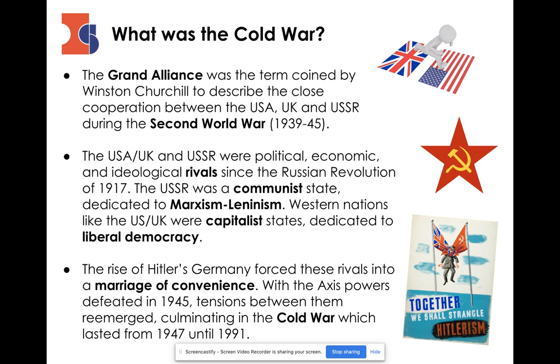So why did these allies come together? Well, it was the rise of Adolf Hitler in Germany and the threat he posed to the international order, the post-World War I order, that forced these rivals into what we call a marriage of convenience. However, when Hitler's Germany had been defeated in 1945, the reasons for that Grand Alliance disappeared very quickly. And we see these ideological tensions bubbling to the surface again, culminating in the Cold War, which would last until 1991.